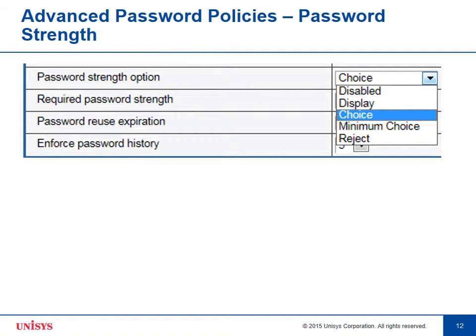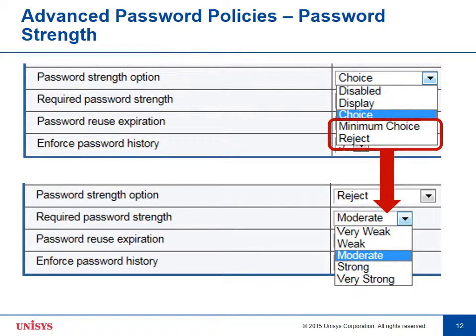Select one of the drop-down values to determine how the password strength option is used. If it's disabled, the option is not used. Display means the password strength is displayed at the user's terminal. Choice means the user is given the option to accept or reject the password based on the strength displayed. For minimum choice, if the password strength is less than the required password strength, the user is given the option to accept or reject the password. And if it's reject, the password is rejected if the computed strength is less than the required minimum password strength.